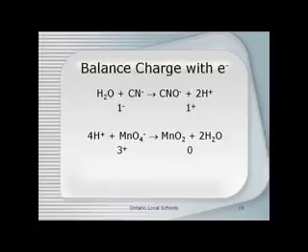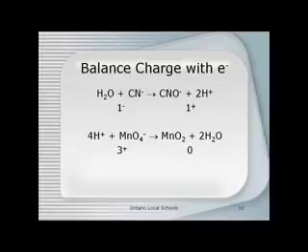Now that we've balanced the number of atoms, we need to balance the charge, and we do that by adding electrons to the more positive side to bring the charge on both sides together. So the first thing we need to do is evaluate what our charges are to begin with. For the first reaction, H2O plus CN minus, that side has a 1 minus charge from the cyanide ion. For the CNO minus plus 2H plus, when you add the 2 plus charges from the H plus to the minus charge from the CNO minus, you get a 1 plus. So one side is 1 minus, one side is 1 plus, and we'll need to add electrons to fix that.